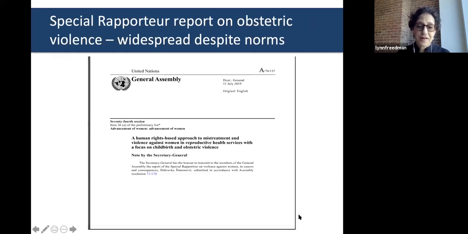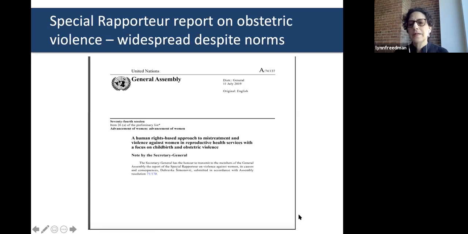And sure enough, the most recent report by the Special Rapporteur on Violence Against Women last year in 2019 reported on really widespread violation of a right to RMC. She called it obstetric violence or mistreatment of women, despite clear recognition of that right to RMC in the human rights norms.